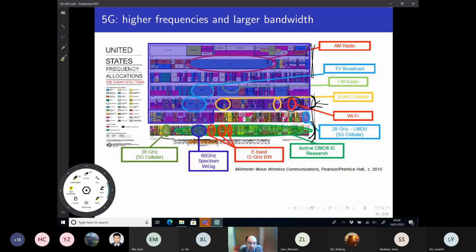Right, but you have much larger bandwidth, and this much larger bandwidth enables you to boost the data rate quite significantly. So this is just to give you a general overview of what's going on, so you understand a little bit the context.